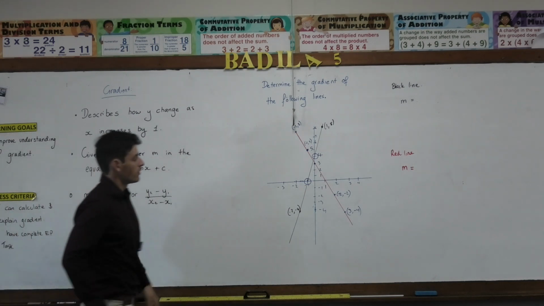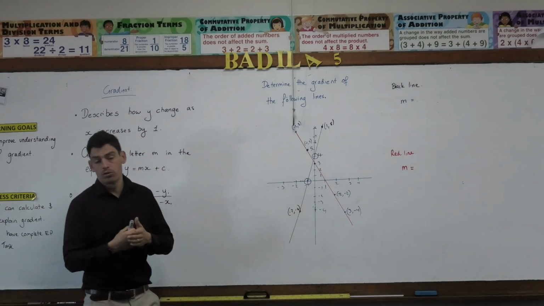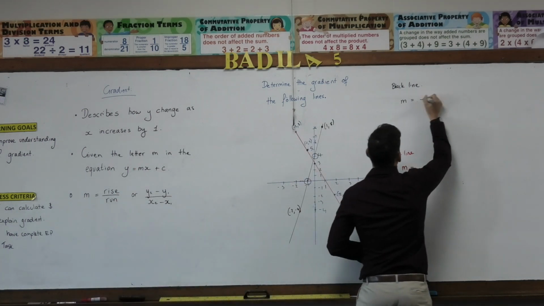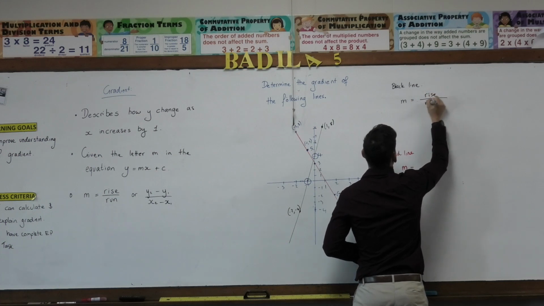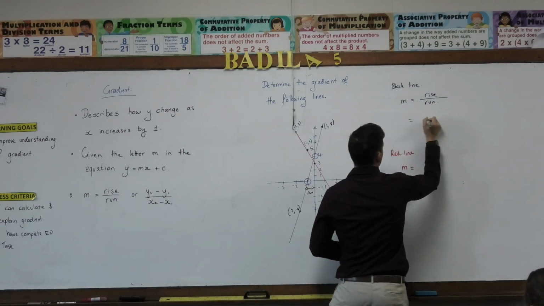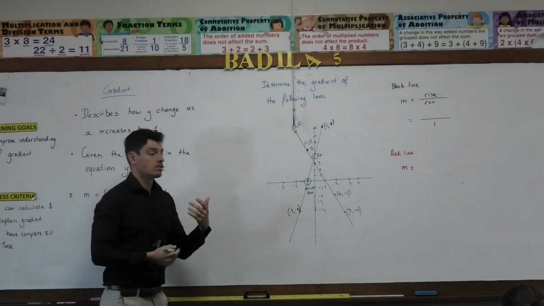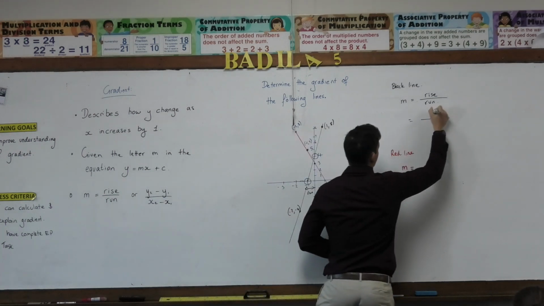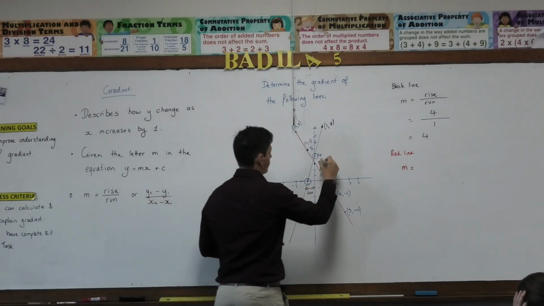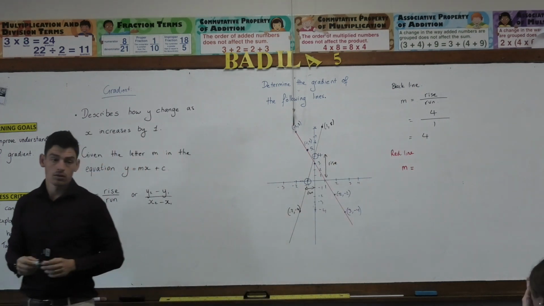So with rise over run, I asked myself, how many steps across have I got? How many steps between those 2 points across on the x-axis? 1. So this here is our run, and that's 1. How far has it gone up? How far has it risen? 4. So our gradient is 4. Are we clear with that?